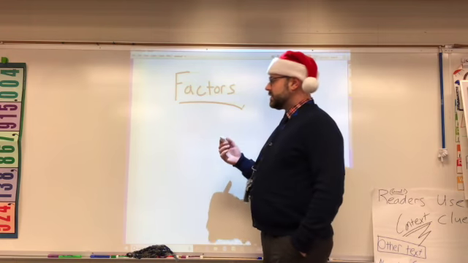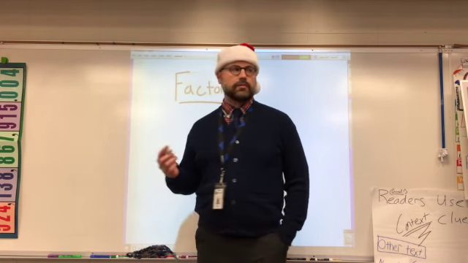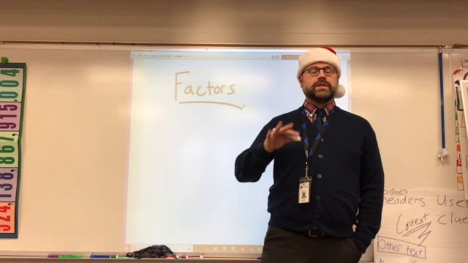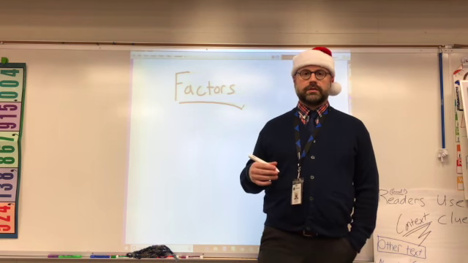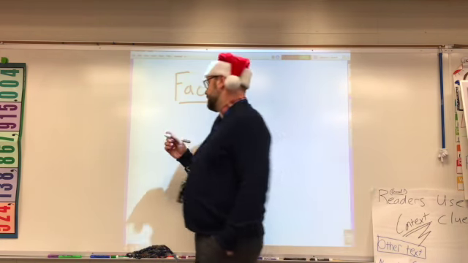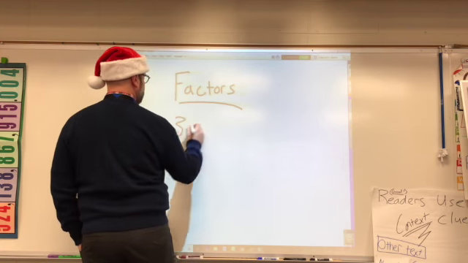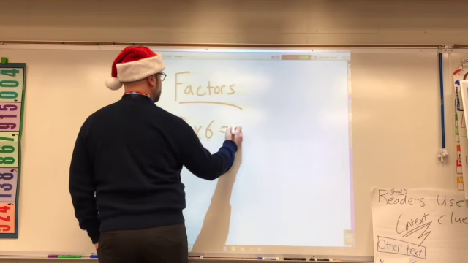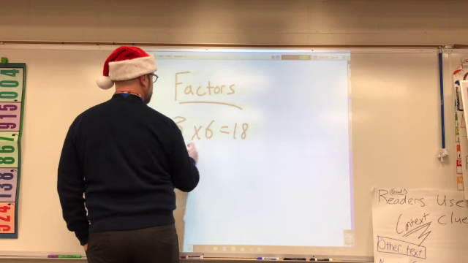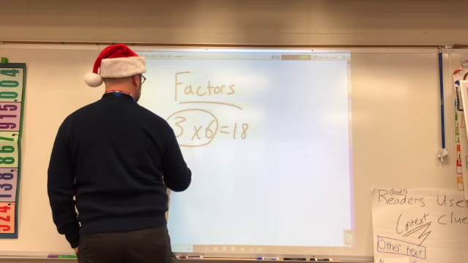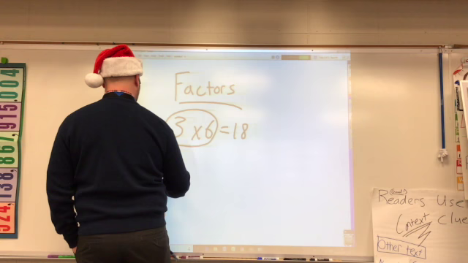So remember, a factor is a number, or the two numbers you multiply together to get a product. So, 3 times 6 equals 18. 3 and 6 are the factors.